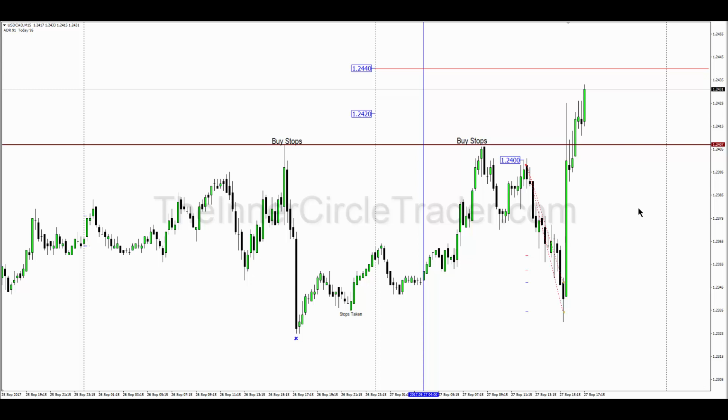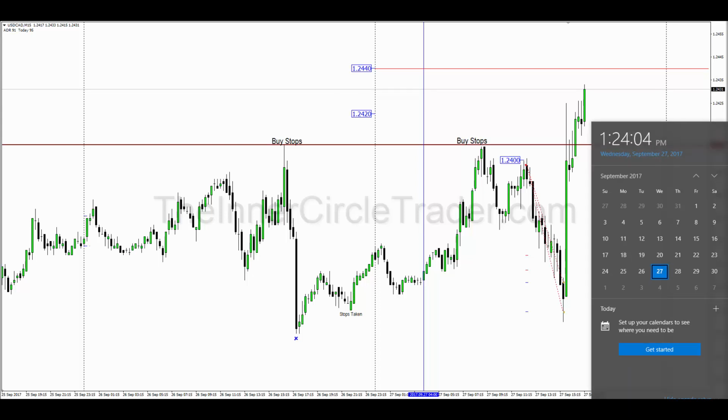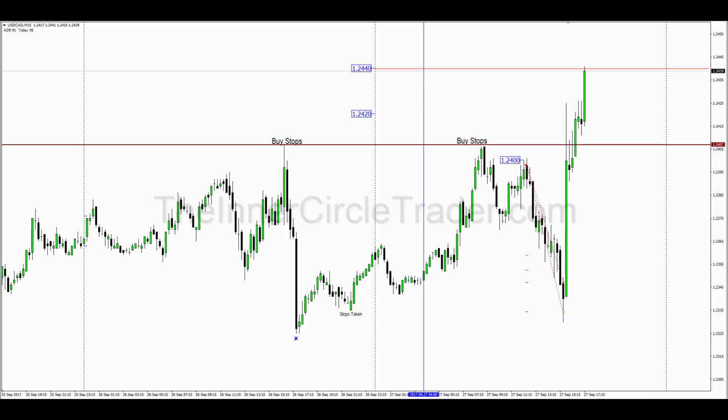So I mentioned that we would see a run on the buy stops around the 1.24 big figure, and we would see 1.2420 and then 1.2440, and they would be our objectives. At the time of this recording, it is 1:24 p.m. East Coast time in the U.S. I'm in the state of Maryland, so it's on East Coast time, and you can see it punch right to our targets right there. Very good.